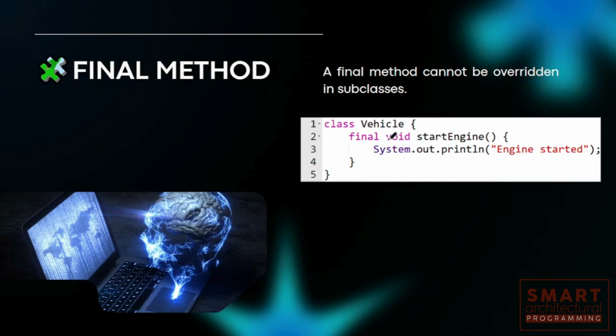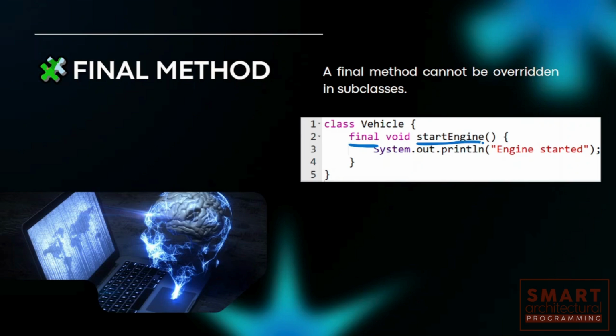As you can see here, we have a class Vehicle with a final void startEngine. We are using the final keyword in this method here to make sure that it cannot be overridden. If you try to override the startEngine method in a subclass, Java won't allow you to do that. This is great when you want to lock down behavior that should never change in your code.